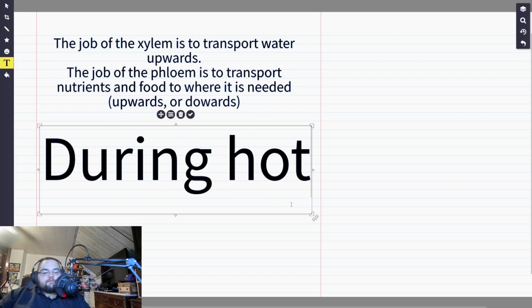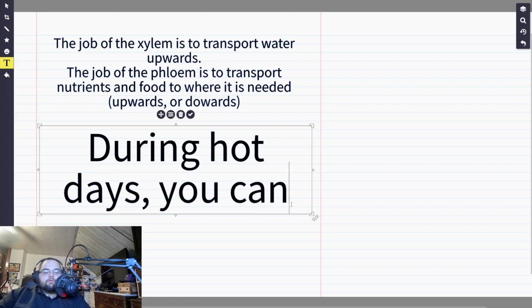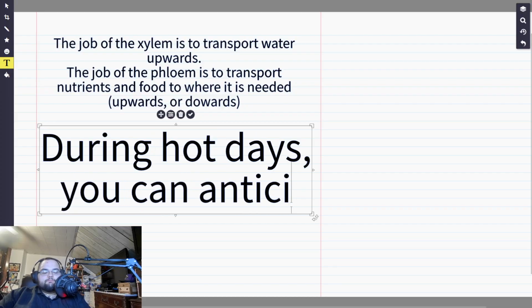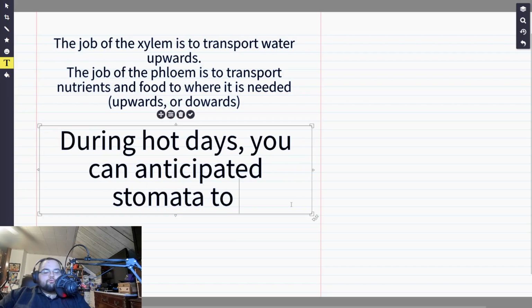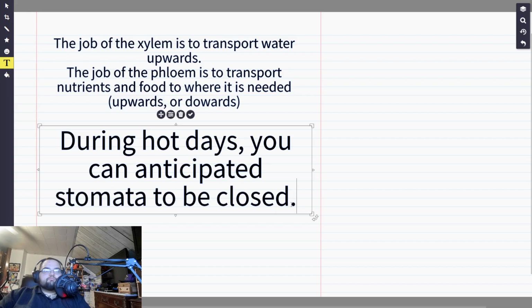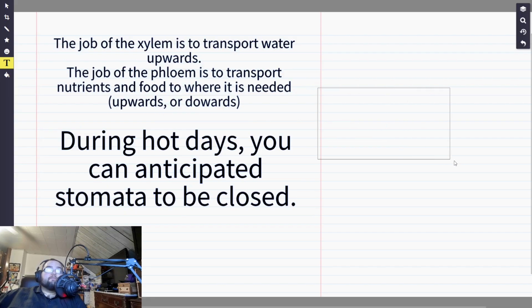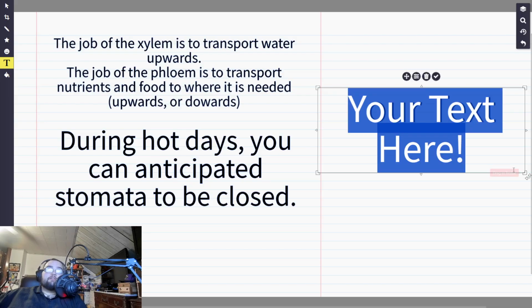During hot days, you can anticipate stomata to be closed. This is because the stomata needs to preserve water, right? The plant needs to preserve water. If on a hot day, the stomata is open, then the stomata is going to let the water escape. It's going to evaporate. So hotter days, stay closed, and just wait for cooler times.